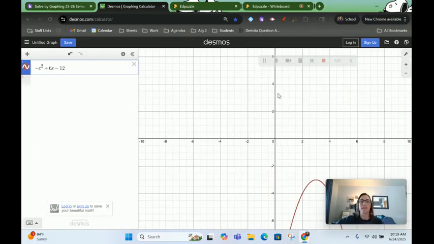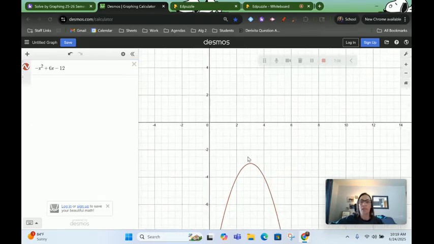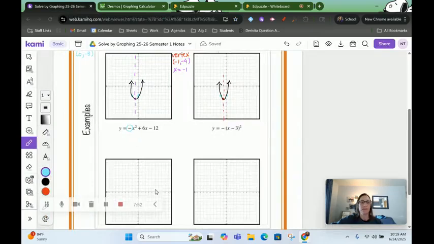All right, so there's our parabola. When you graph in Desmos, if I want to know what the vertex is, I just have to click it and it pops up for me, (3, -3). So I'm going to go back over here and I am going to graph (3, -3). Okay, that means that my axis of symmetry is x equals 3. So I'll just sketch it in right there.